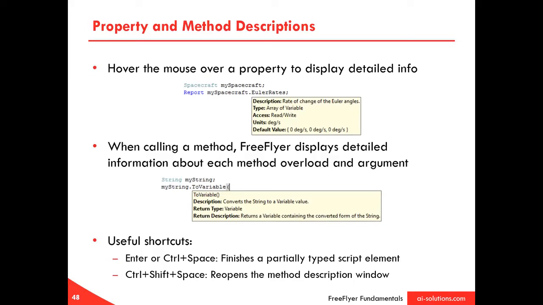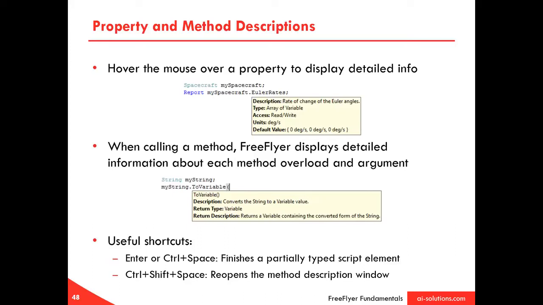FreeFlyer includes a few different features to help you understand what's going on inside your FreeFlyer script. One useful feature is that if you hover your mouse over a property of an object, FreeFlyer will display detailed information about that property. In this example, if we hover the mouse over the spacecraft.EulerRates property, we can see the description of that property, the type, the access, which is read or write, the units, and the default value.